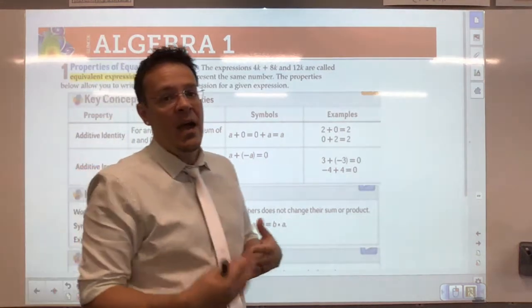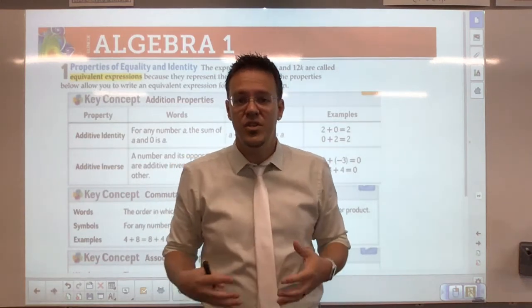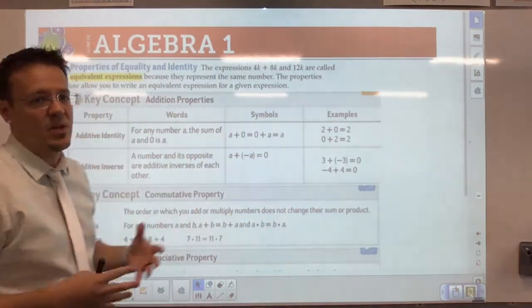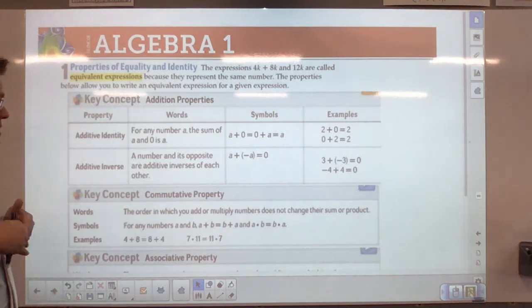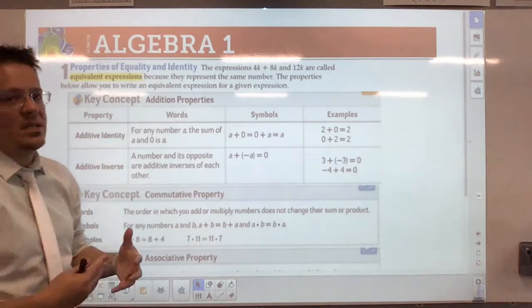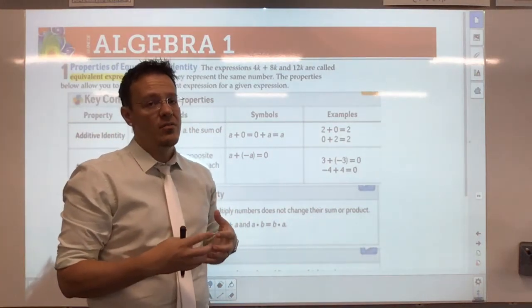If you have the notes or the ability to print them out, I recommend that you please do. If you don't have the ability, that's okay, but just know this is what we're shooting for. You are going to have to know these properties, so however you want to write them down, please write them down, because you're going to have to know the examples.